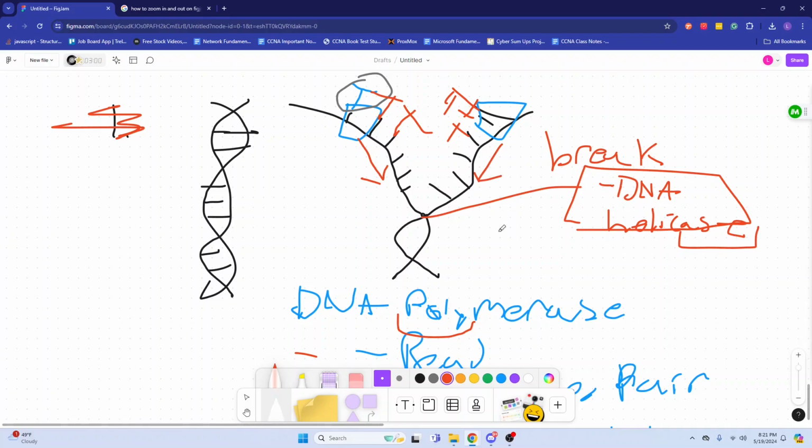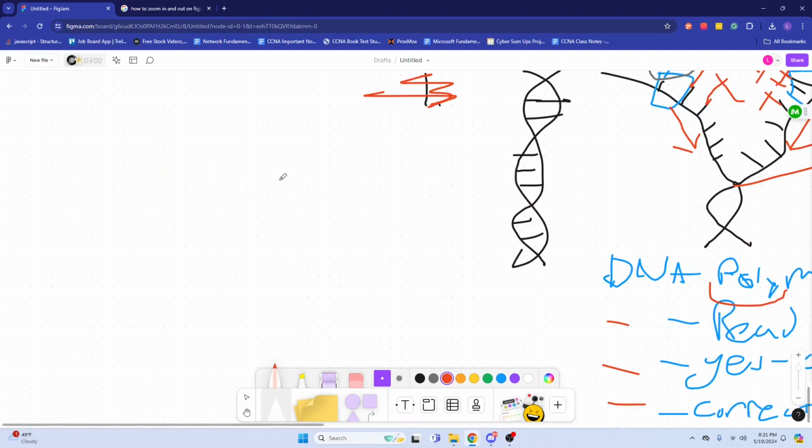And she uses the term unzip. This is unzipping this into two separate strands. But at the same time that's happening, a brand new strand is being built on each side, if you can kind of see that through my messiness. What we're going to end up with is this, the copied part.